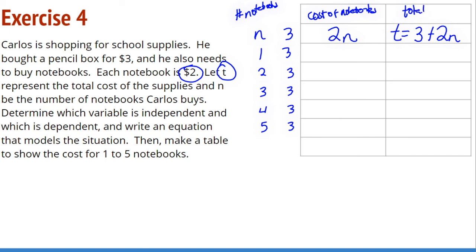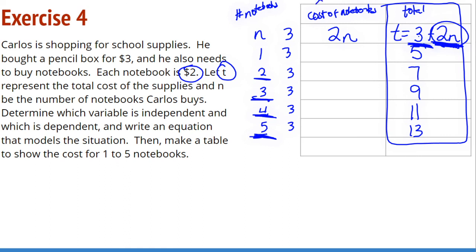So if I've got 1 notebook, 2 times 1 is 2 plus 3 is 5. If I've got 2 notebooks, 2 times 2 is 4 plus 3 is 7. If I've got 3 notebooks, 2 times 3 is 6 plus 3 is $9. If I've got 4 notebooks, 4 times 2 is 8 plus 3 is 11. If I've got 5 notebooks, 5 times 2 is 10 plus 3 is $13.